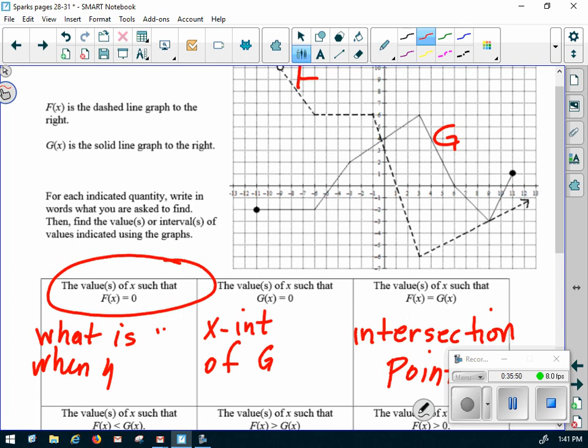What's it mean? Go ahead, Maggie. Right, where f is below g on the graph. That's exactly what I'm looking for.